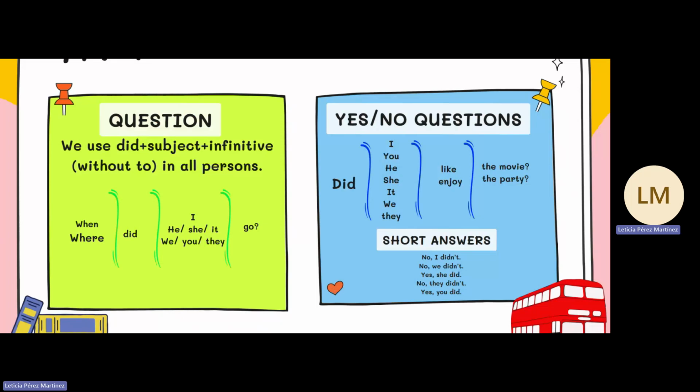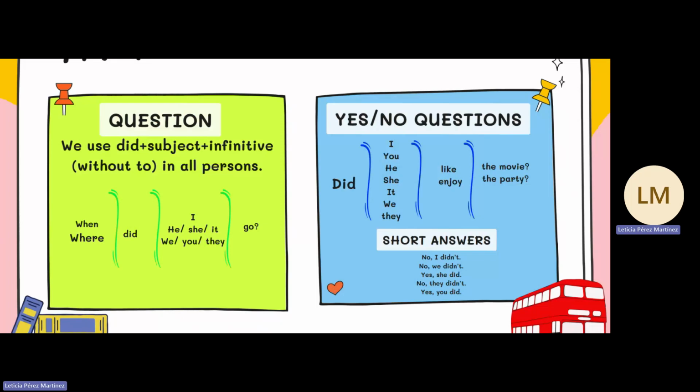When? When did you go to the movies? ¿Cuándo fuiste al cine? I went to the movies last week. Fui al cine la semana pasada. In this case, I can't answer yes. I can't answer no because I am informing, because I am saying more information. Not in the case of did you go to the movies? ¿Fuiste al cine? Yes, I did. Sí. Or no, I didn't. No.